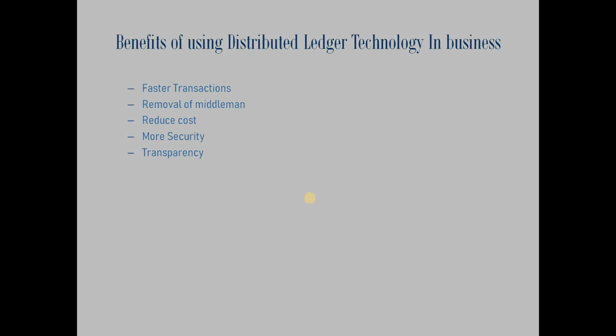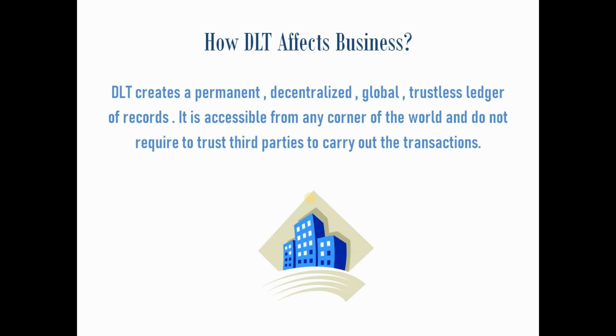Okay, so let's go to the next slide. How DLTs affect the business. It is really interesting. DLTs create a permanent, decentralized, global, trustless ledger of records. It is accessible from any corner of the world and does not require you to trust a third party to carry out any of the transactions.